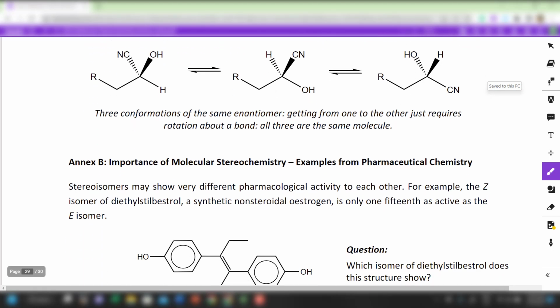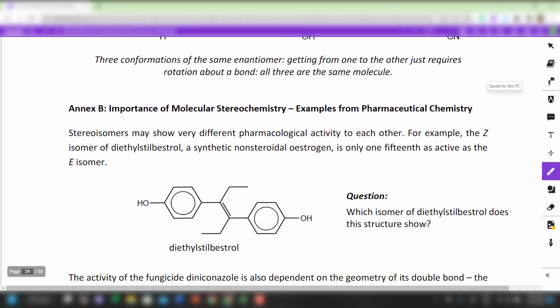And then what about the importance of molecular stereochemistry? I think in JC1, under introductory organic chem, you were introduced to thalidomide, which resulted in birth defects in the 50s and 60s. So this is an example where one of the enantiomers is toxic.